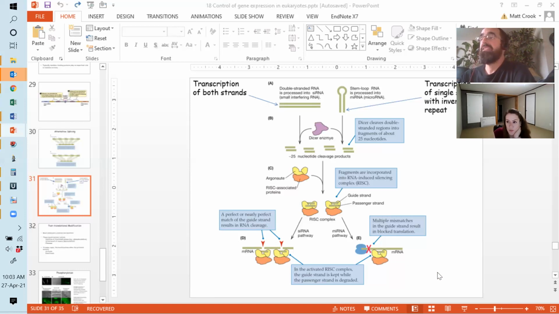Now, if the match isn't quite perfect, there's kind of a range of how good of a match it needs to be for something to happen, and how.